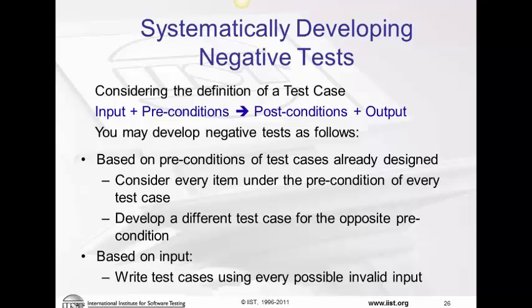Good. Now, I'm going to take any one of those positive test cases. Assuming that positive test case has a set of inputs, a set of preconditions, and a set of post-conditions, a set of outputs. Now, what am I going to do? There are two things you can do. The first one is to consider every item under the preconditions and develop a different test case. So I've got a test case here that says, I'm canceling an order. This is a positive test case. And the preconditions of that test case are that the order exists and the order has not been canceled before.